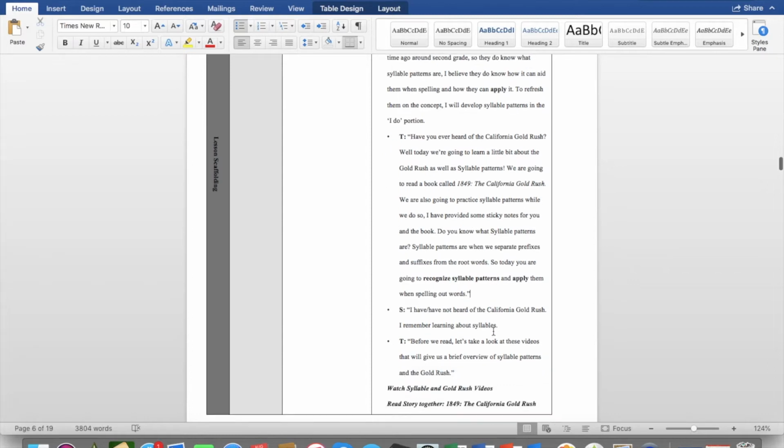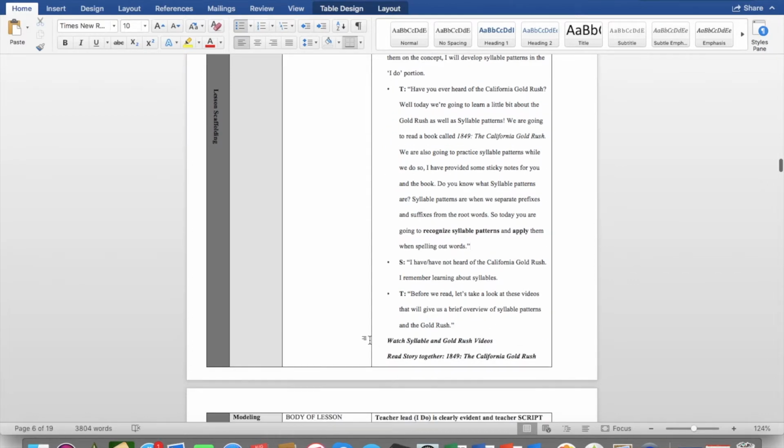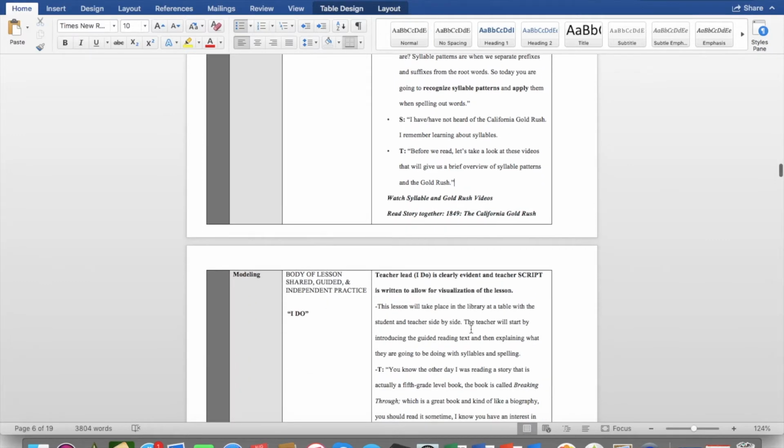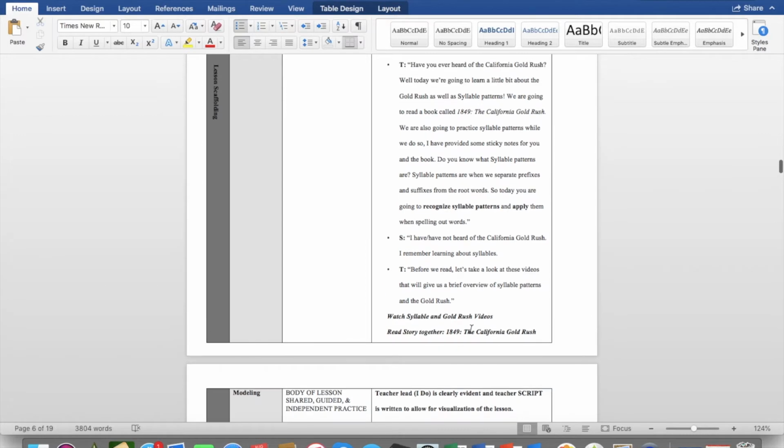And then I wrote here kind of like the transition. This is when we watch the video. This is when we read the story together. Now, remember that your lessons are guided reading centered. So make sure you have a book on the student's reading level because they will be reading it with you.